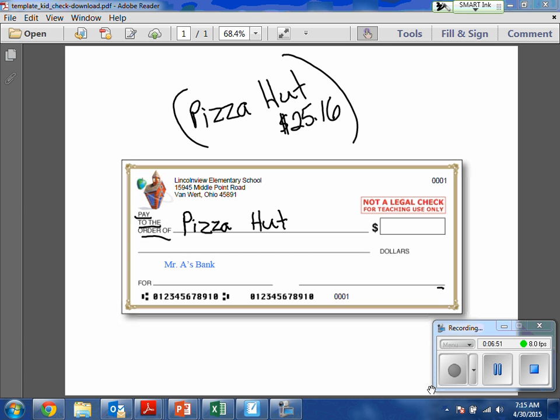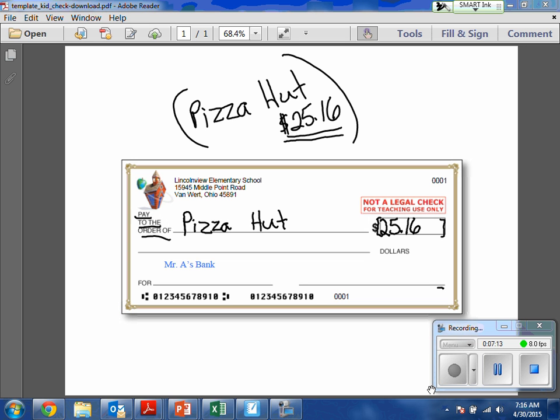Okay. Then what we do is we come over here to this box right here, and remember that in this box we put down the amount that we're paying. Well, we come over here, we notice that we're paying $25.16. Notice the dollar sign's already there, so I'm going to put $25.16 right in there.